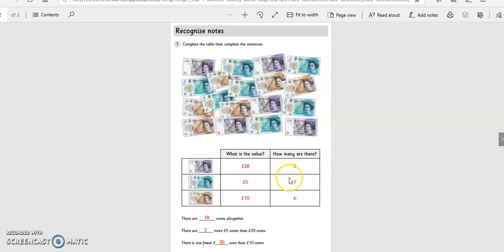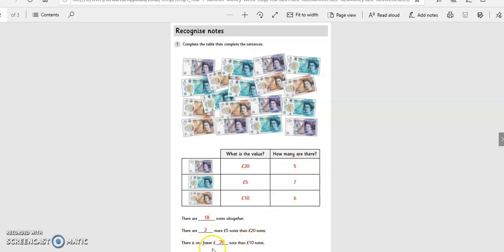And then here, for the £20 notes, there were 5 of them. There were 7 £5 notes and 6 £10 notes. So when you counted them all, you could see that there were 18 notes altogether. And it says there were 2 more £5 notes than £20 notes. Let's check that. So there were 7 £5 notes, 5 £20 notes. So there were 2 more. 7 is 2 more than 5.